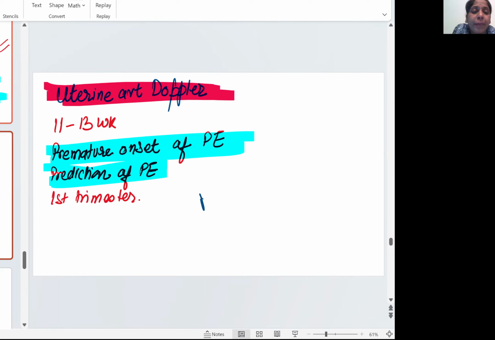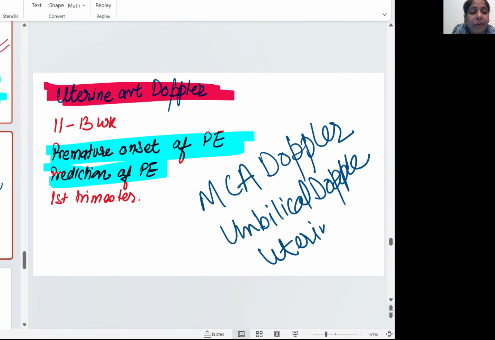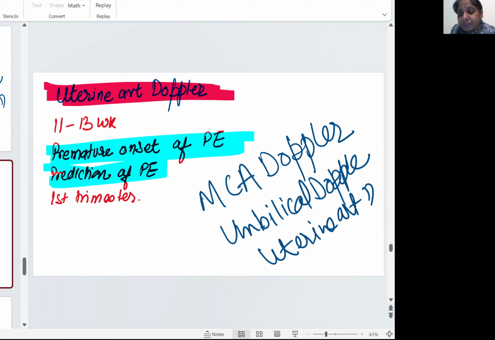So today we have done the Doppler. Write down in the chat box: when we do MCA Doppler, when we do umbilical Doppler, and when we do uterine artery Doppler. Doppler is completed.